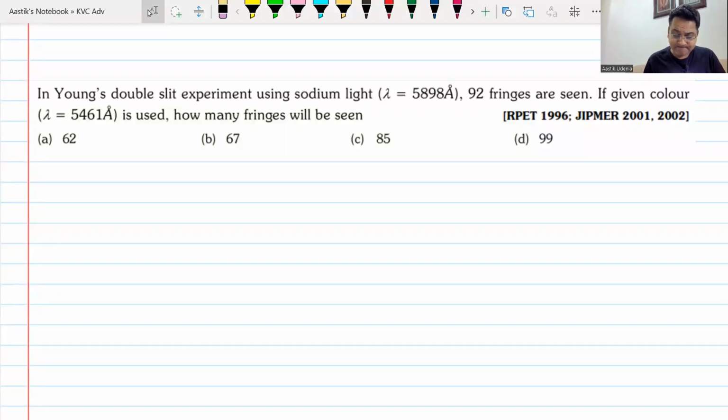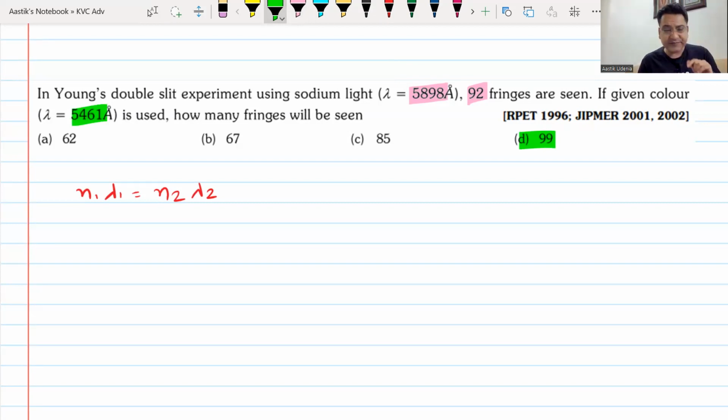The option is D. Remember, n1 lambda 1 is equal to n2 lambda 2. I have already told you that, the formula I gave you yesterday. n1 is 92, lambda 1 is 5898, lambda 2 is 5461. As soon as you see this, you don't even have to calculate. Lambda has decreased, so the number of fringes has to increase. There's only one option which gives you that, and that answer has to be 99. Even if there were more options, you could have calculated n2 from n1 lambda 1 and n2 lambda 2. Everyone understands this?